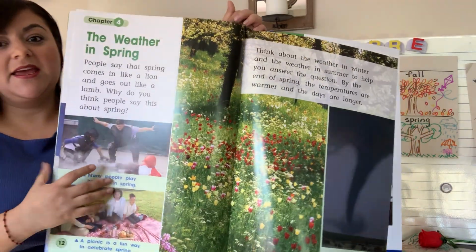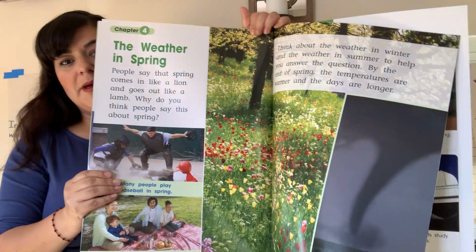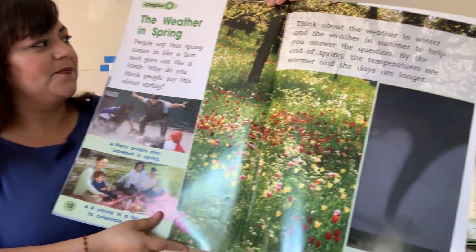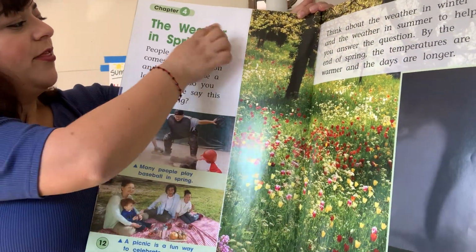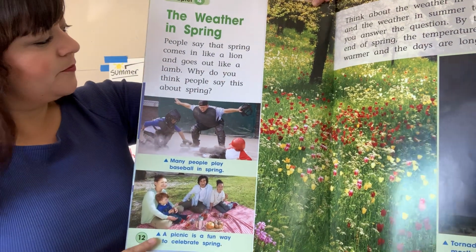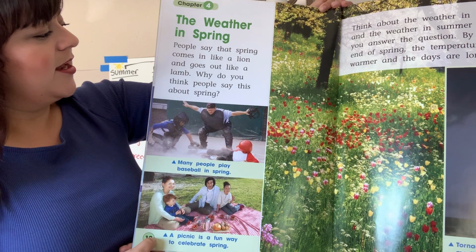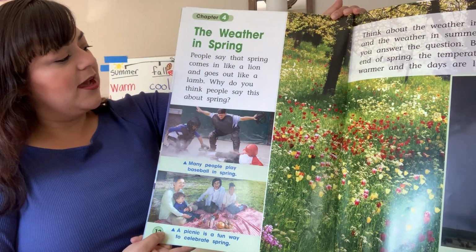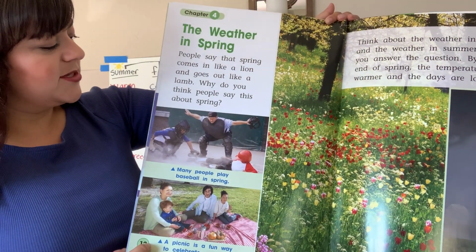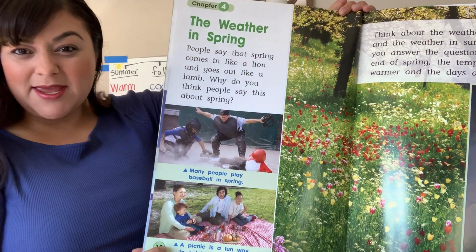And today, let's read about the spring season. The weather in spring. People say that spring comes in like a lion and goes out like a lamb. Why do you think people say this about the spring?